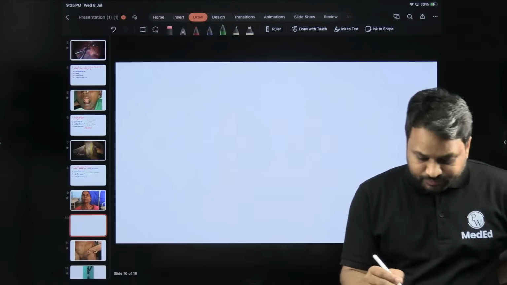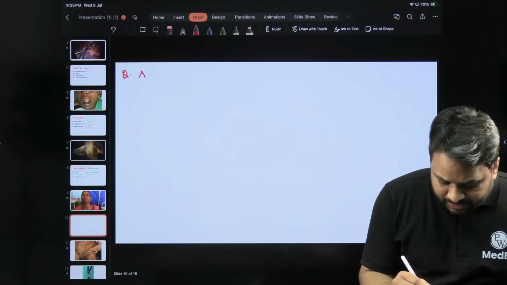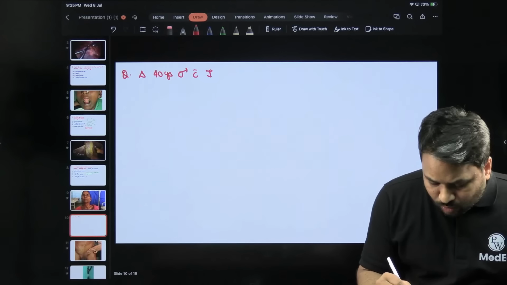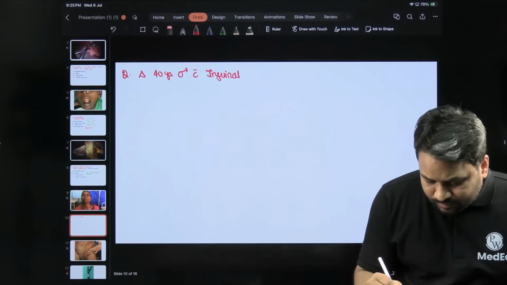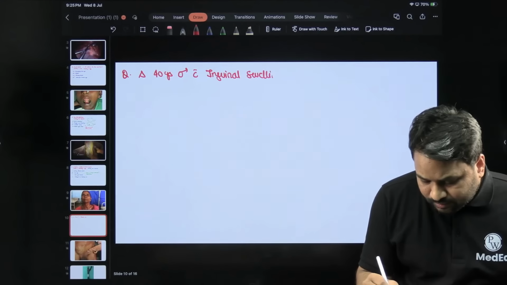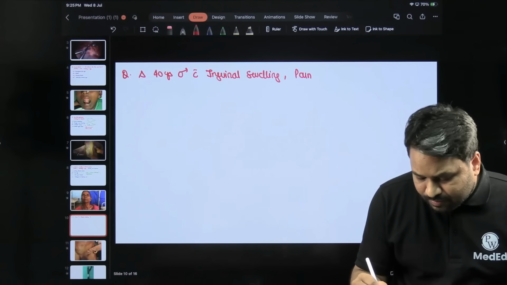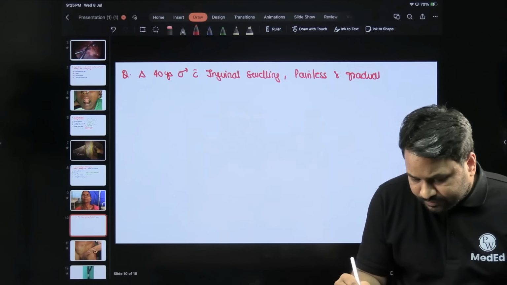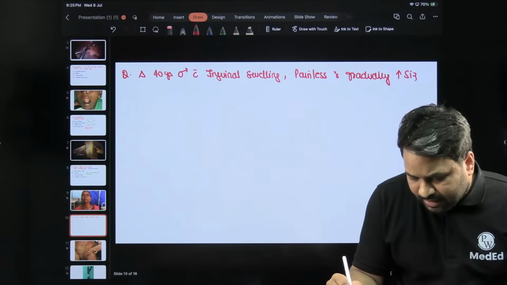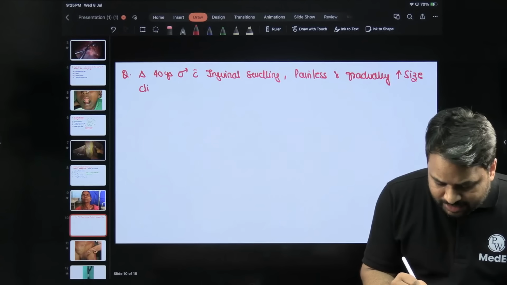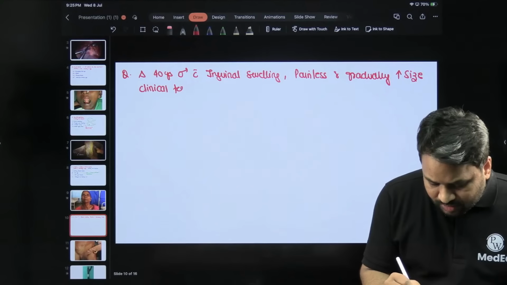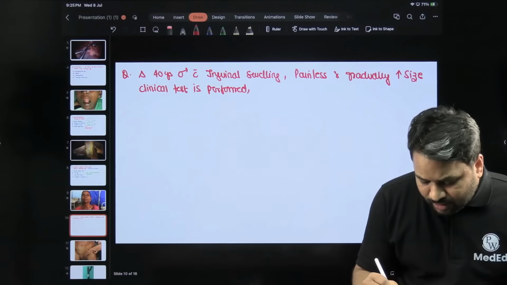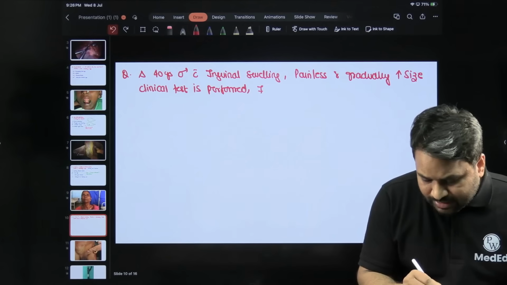which is again quite interesting. Now, this question: I have a 40-year-old male patient with inguinal swelling. This inguinal swelling is painless and gradually increasing in size. A clinical test is performed. And the question says identify the diagnosis. So what is the diagnosis?